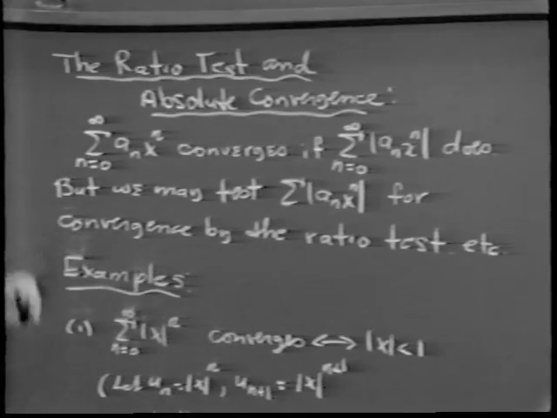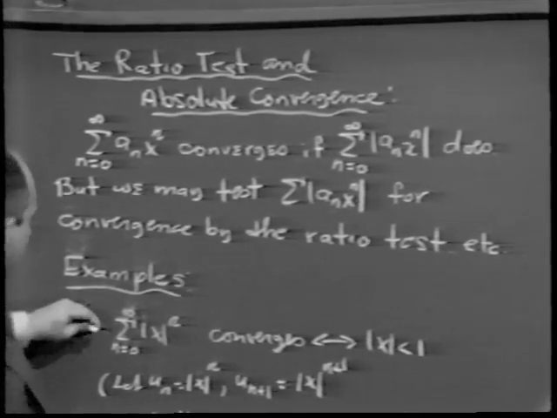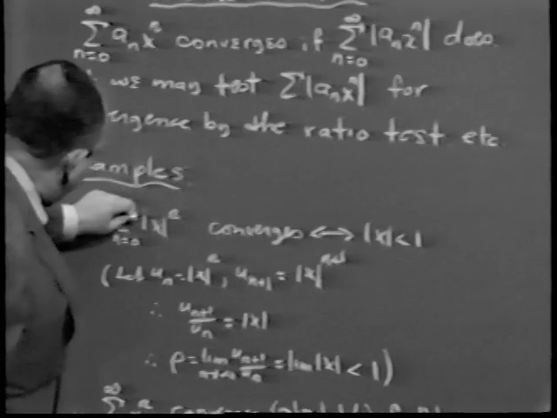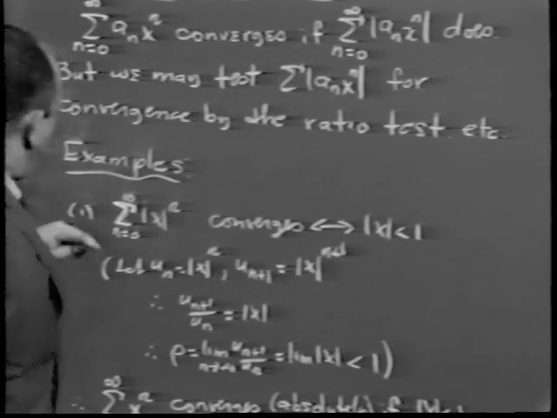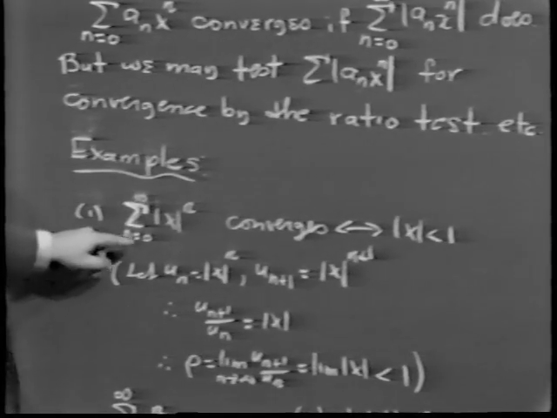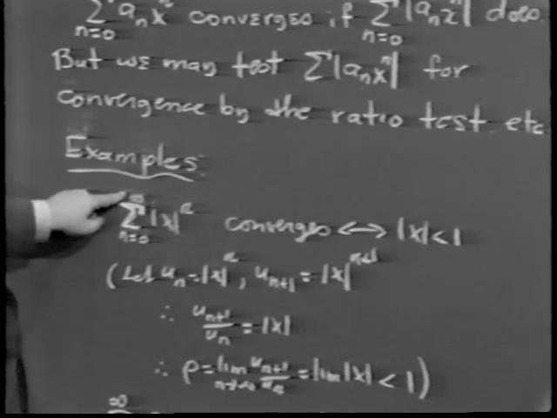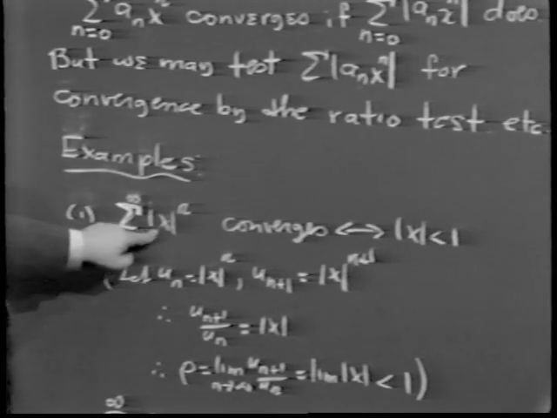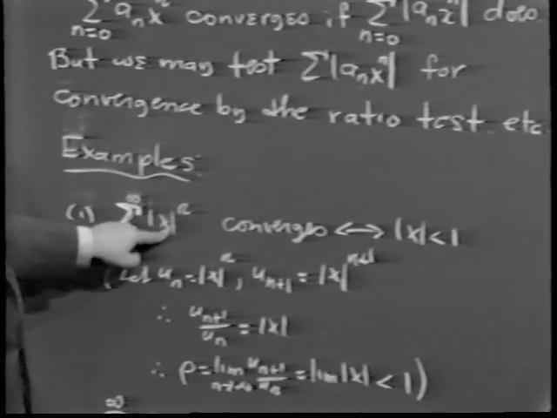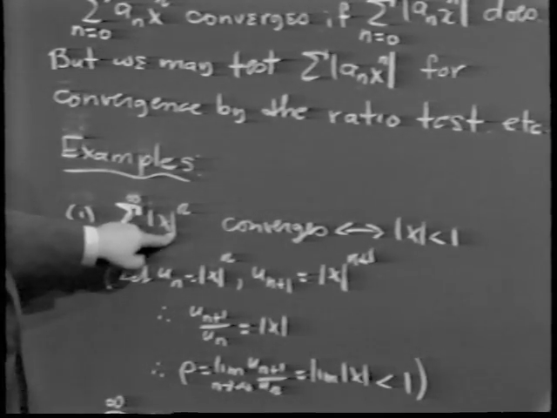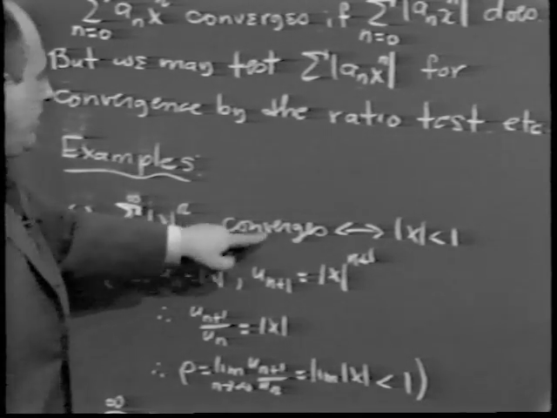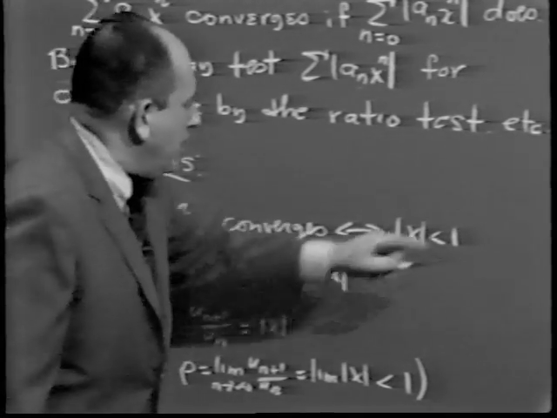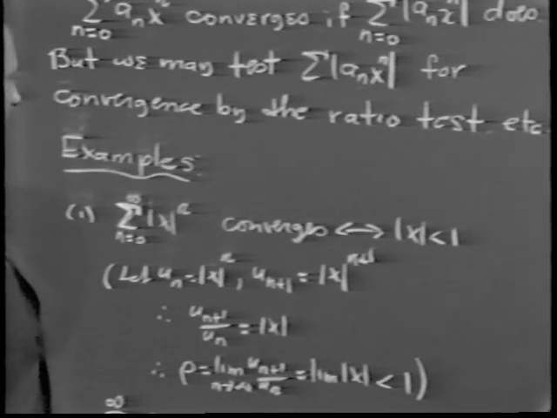Well, again, instead of talking about that, let's look at a particular example. The first example is this. Let's suppose you look at summation n goes from 0 to infinity, absolute value of x to the nth power. By the way, notice that this is a geometric series with ratio absolute value of x. Consequently, this series converges if and only if the absolute value of x is less than 1.